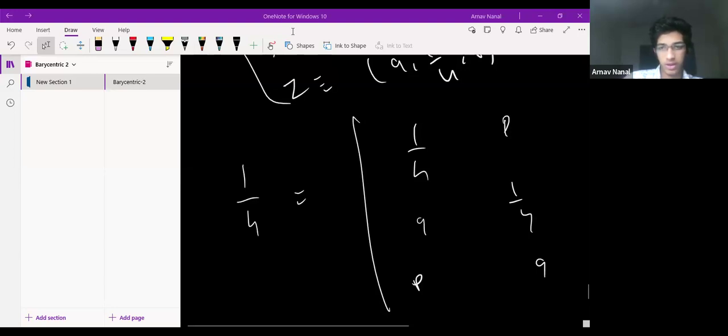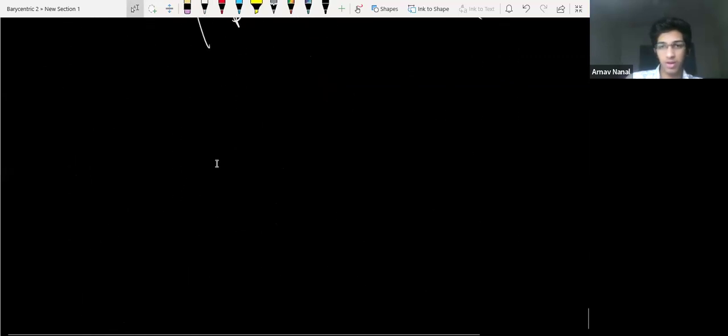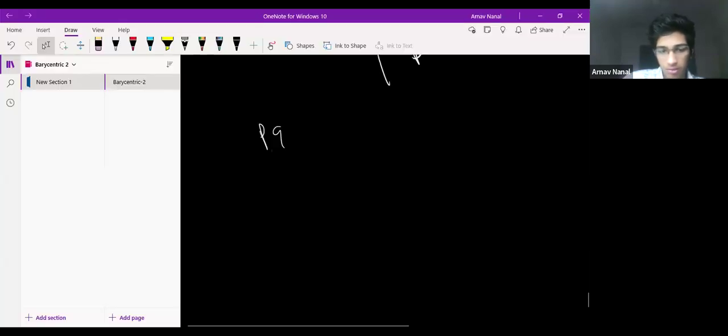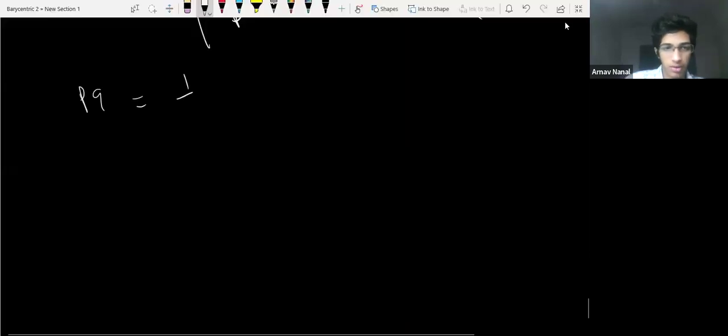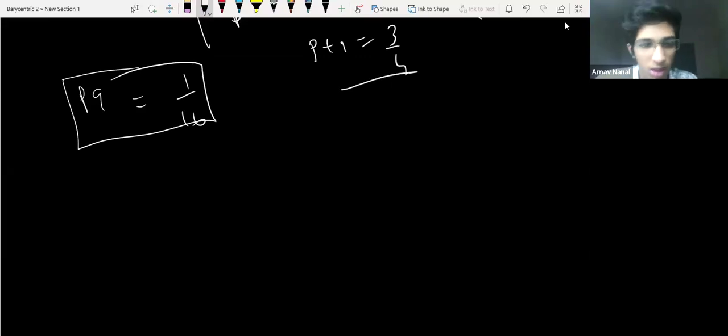Okay, so if you simplify this and continue, just bashing with P plus Q equal to 3 by 4 at some point, then you will get PQ is equal to, wait, what was it? I forgot. Okay, PQ equal to 1 by 16. So you just solve the determinant and go on reducing the degree by using P plus Q equal to 3 by 4. You will get PQ equal to 1 by 16. So basically we can also calculate P and Q individual values, but we don't really care about that.